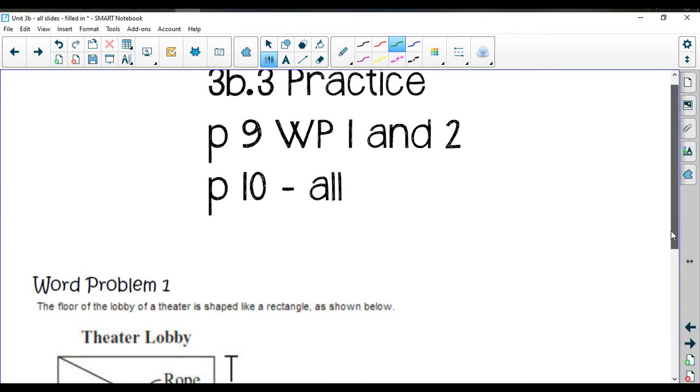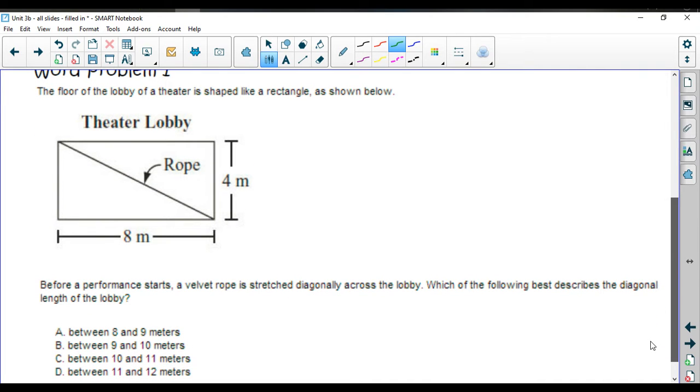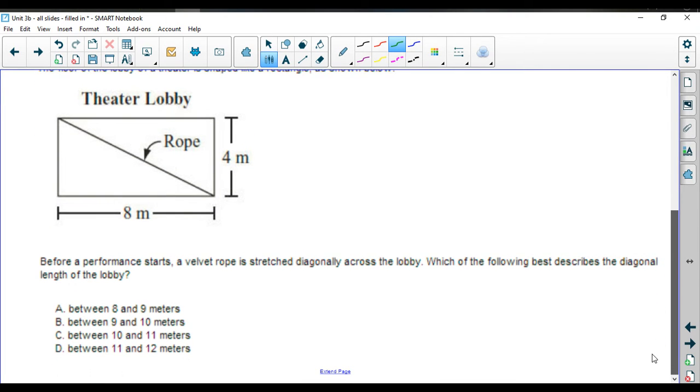So word problem 1 on page number 9 says the floor of the lobby of a theater is shaped like a rectangle. And before a performance starts, a velvet rope is stretched diagonally across the lobby. Which of the following best describes the diagonal length of the lobby? So we know this side is 4 and across here is 8, so we can move this 4 over here or move the 8 up. Either way, the 4 and the 8 are going to be our legs.